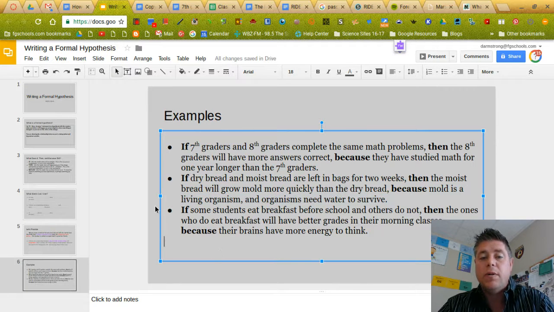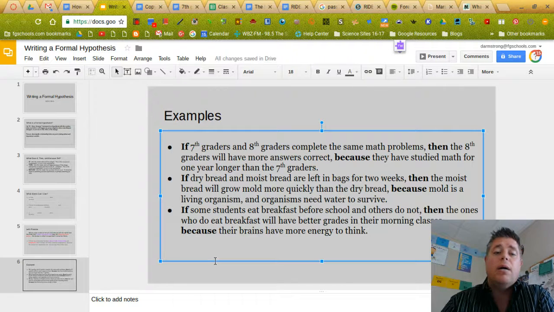Let's take a look at one more example. If some students eat breakfast before school and others do not, then the ones who do eat breakfast will have better grades in their morning classes because their brains have more energy to think. You probably hear that a lot. Hey, you got to get your day started. You got to have breakfast. You've supplied your body with energy. That'll help it function better. Maybe have a little bit more attention in class. So that's definitely a possibility.